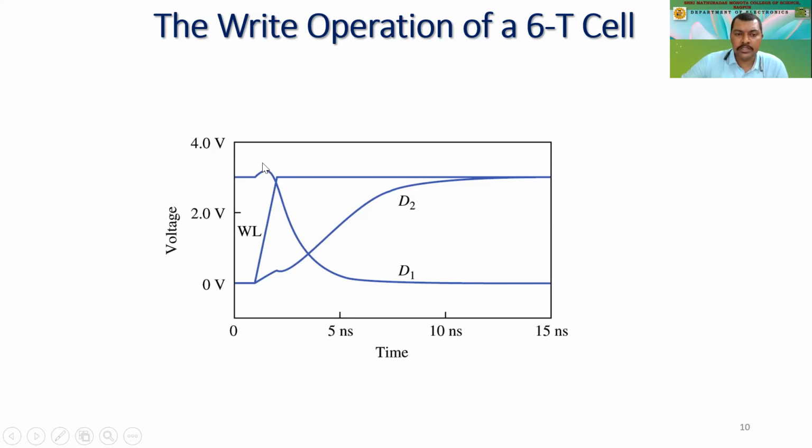If the data is 0, then it will come down to 0. If the data shifts from 0 to high, then it will load to D2. You are able to see that it requires around 6 to 7 nanoseconds only to change the data, right? So this is a very high speed, and that is why these static RAMs are being used extensively. The speed of that memory is also very high.